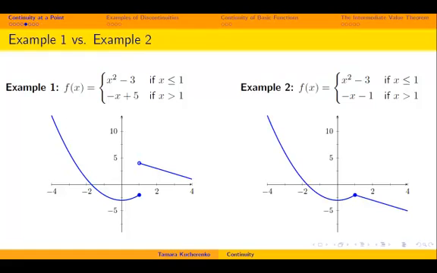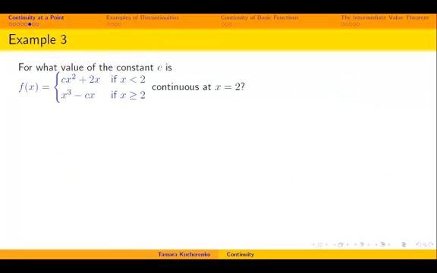In the next example, we will connect two polynomials by finding a suitable parameter. For what value of the constant c is f of x, which is cx squared plus 2x for x less than 2, and x cubed minus cx for x greater than or equal to 2, continuous at x equals 2?